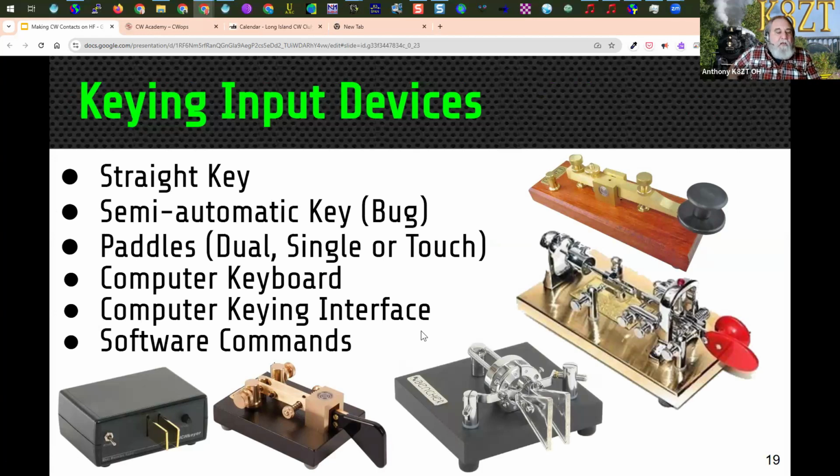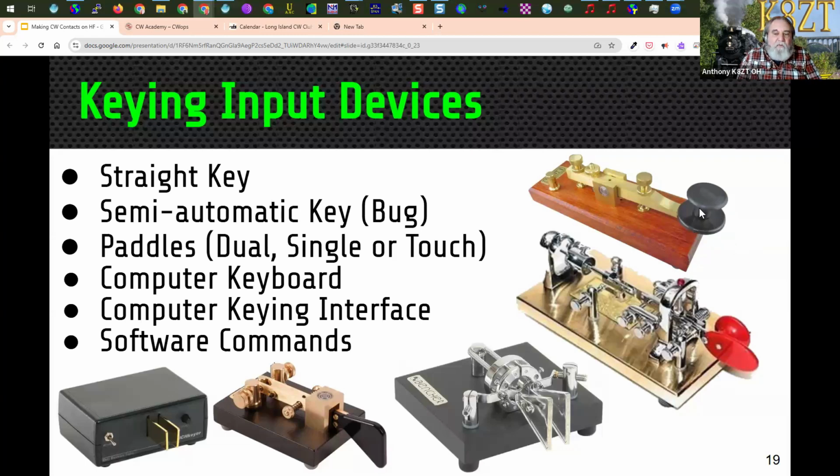So let's look at some of these. First of all, we need a device that we touch with our hand. This is the device that's going to initiate the code. And the simplest device is what is called a straight key. It's basically an on-off switch. You might have seen these if you're not familiar with amateur radio. If you've ever seen a movie with telegraph, they have a key like this. And basically, when you push down on it, it closes the circuit. That causes the radio to be keyed. That causes CW to be sent.